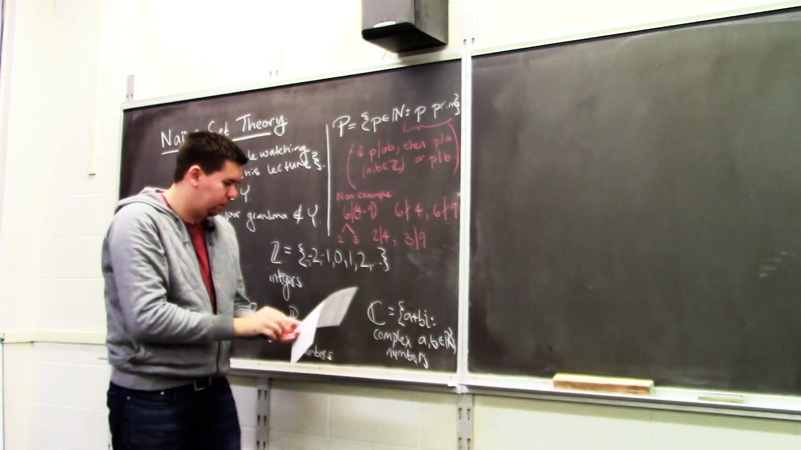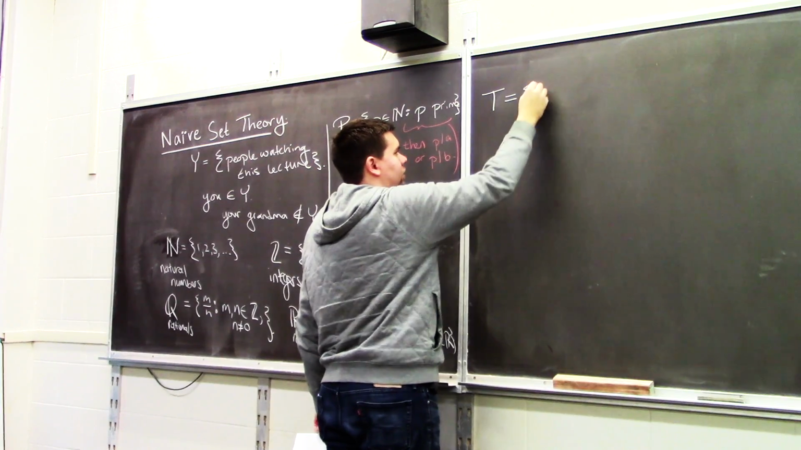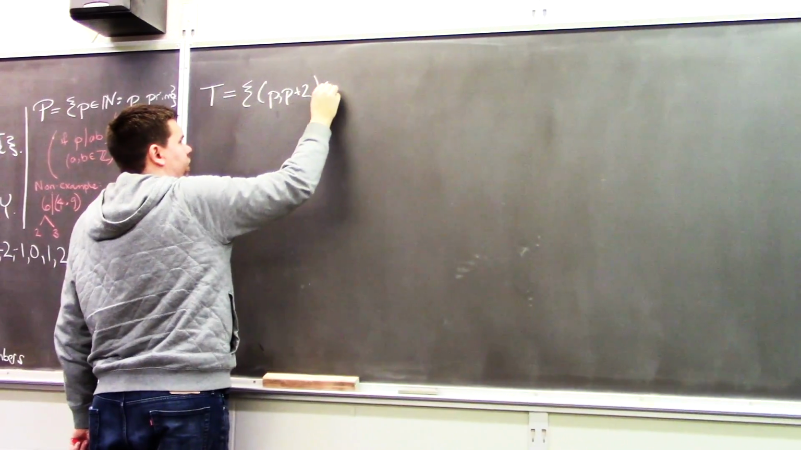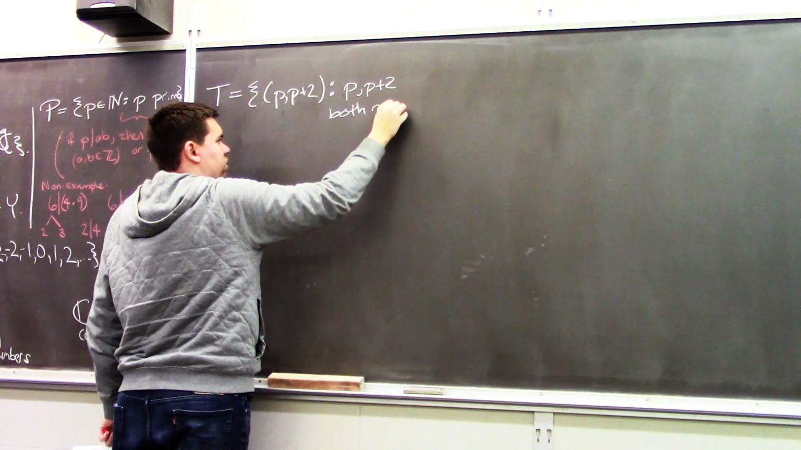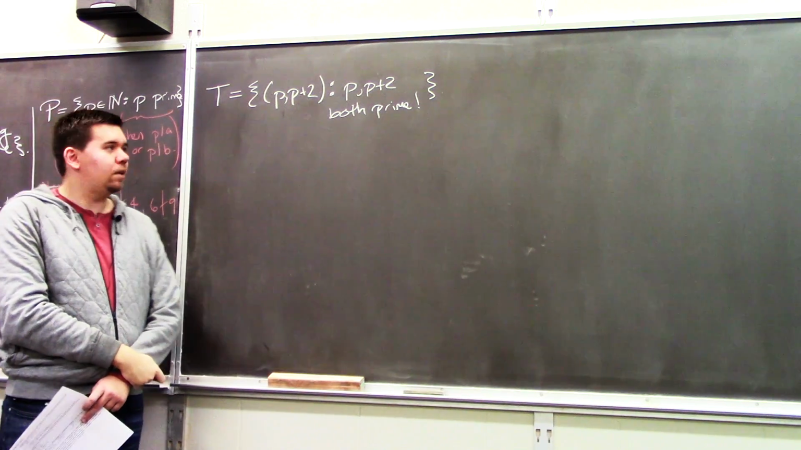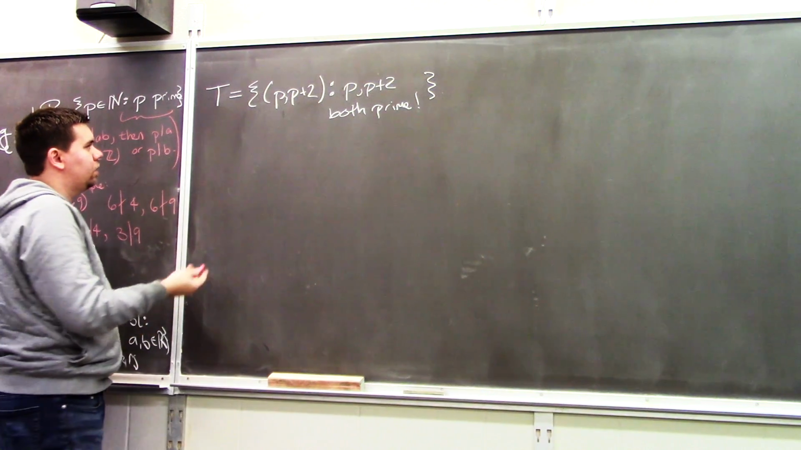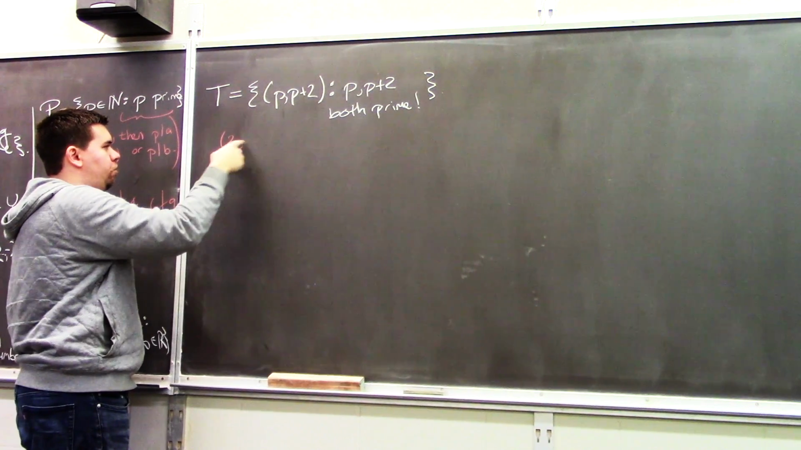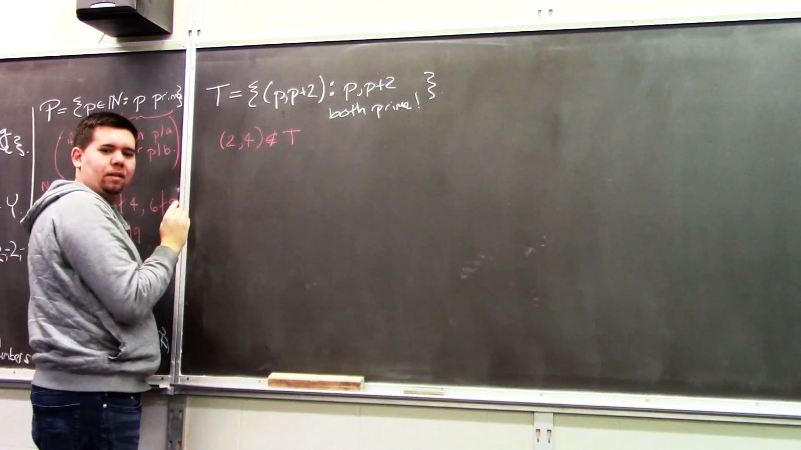So there's the set of primes. We also have another significant set, I'll call it T. This is the set of P and P plus 2, where P and P plus 2 are both prime. So what kinds of things would be in here? Well, let's pick a prime number. 2 is a prime number. Oh, but 2 plus 2 is 4, and 4 is not prime. So that would not be in the set T.